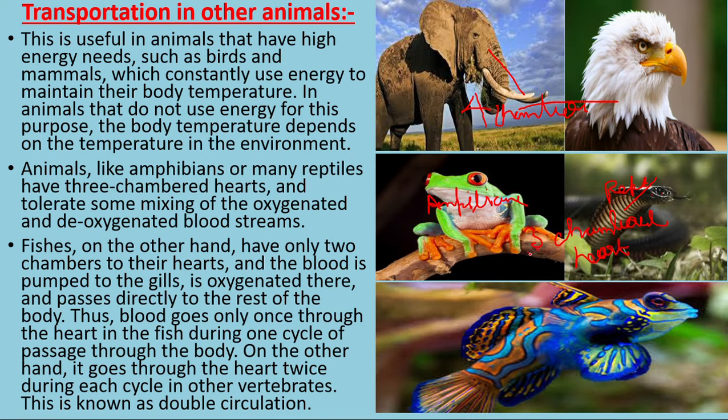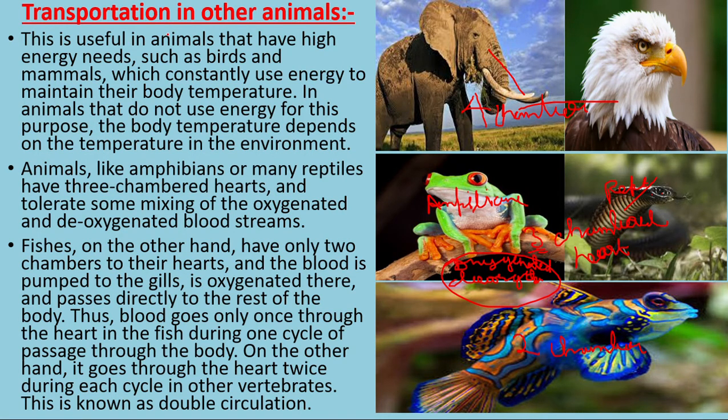This means that they have a three-chambered heart and the oxygenated and deoxygenated blood are mixed, not separate like in mammals and birds. But when it comes to fish, they have only a two-chambered heart. So their blood enters the fish heart only once in their cycle, but not twice, as in the case of mammals and birds. So now let's study the points.